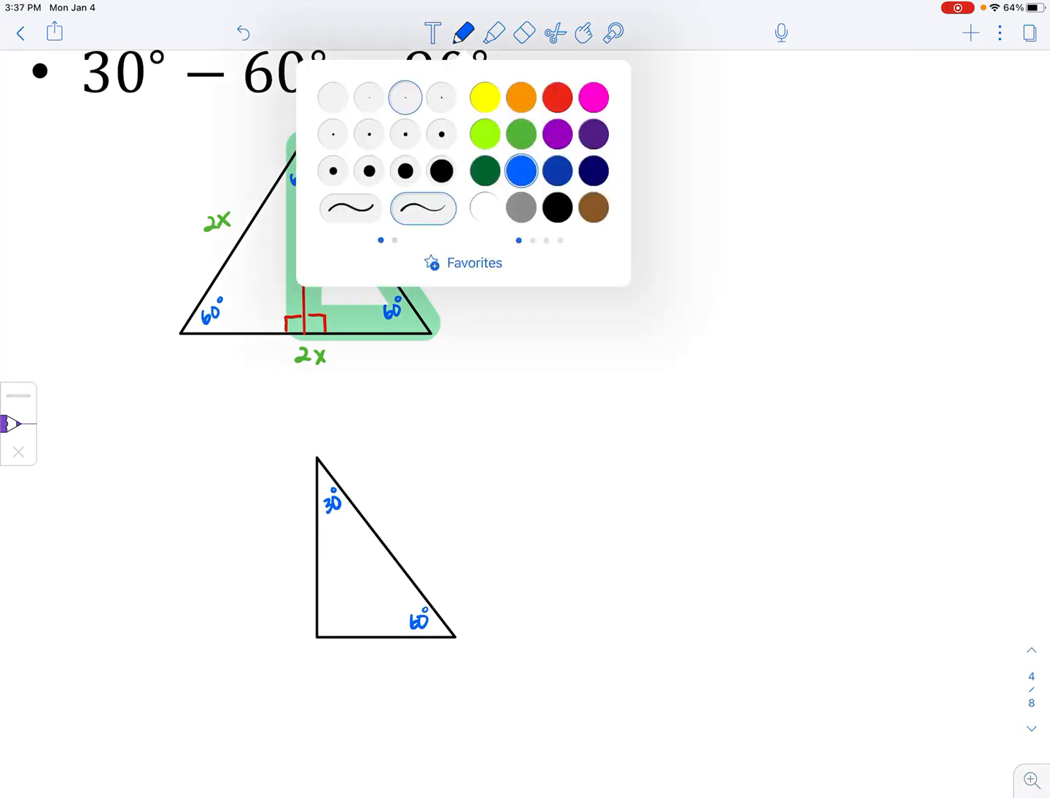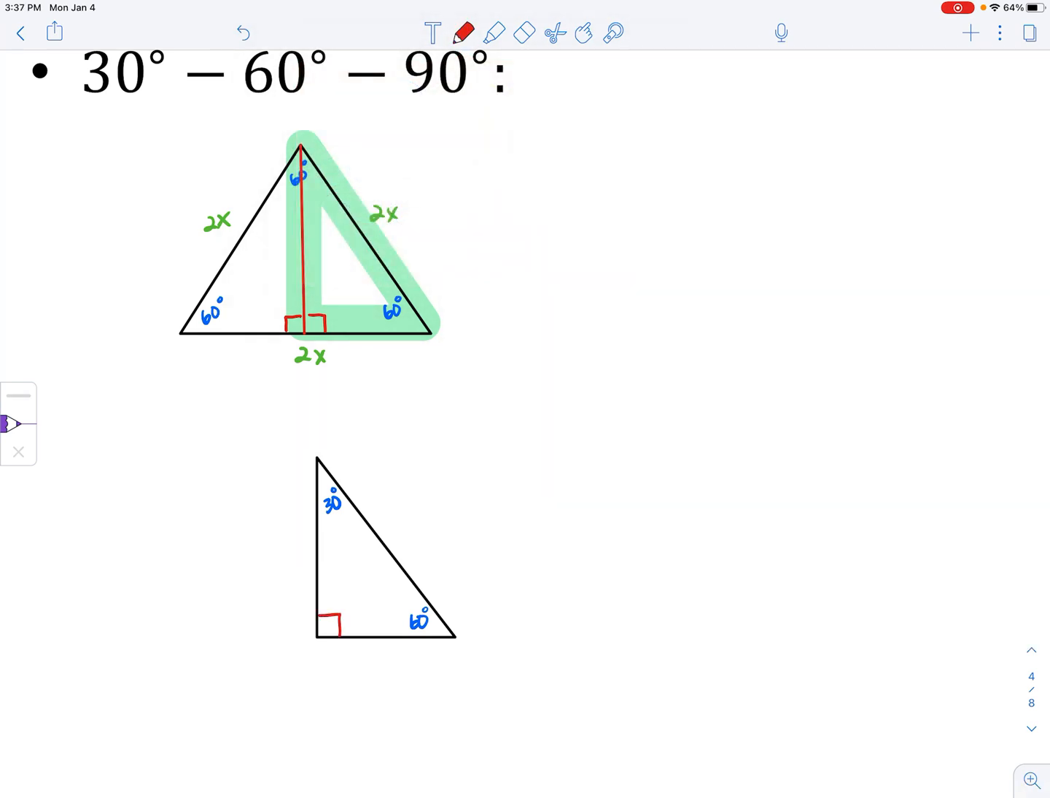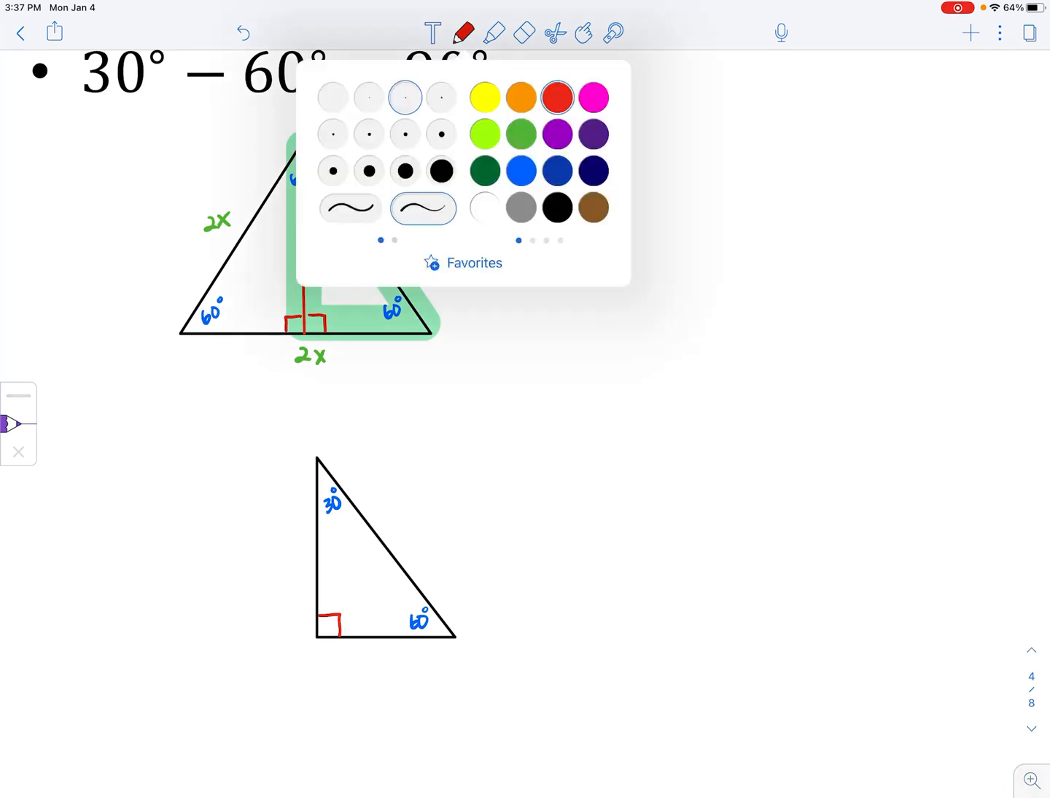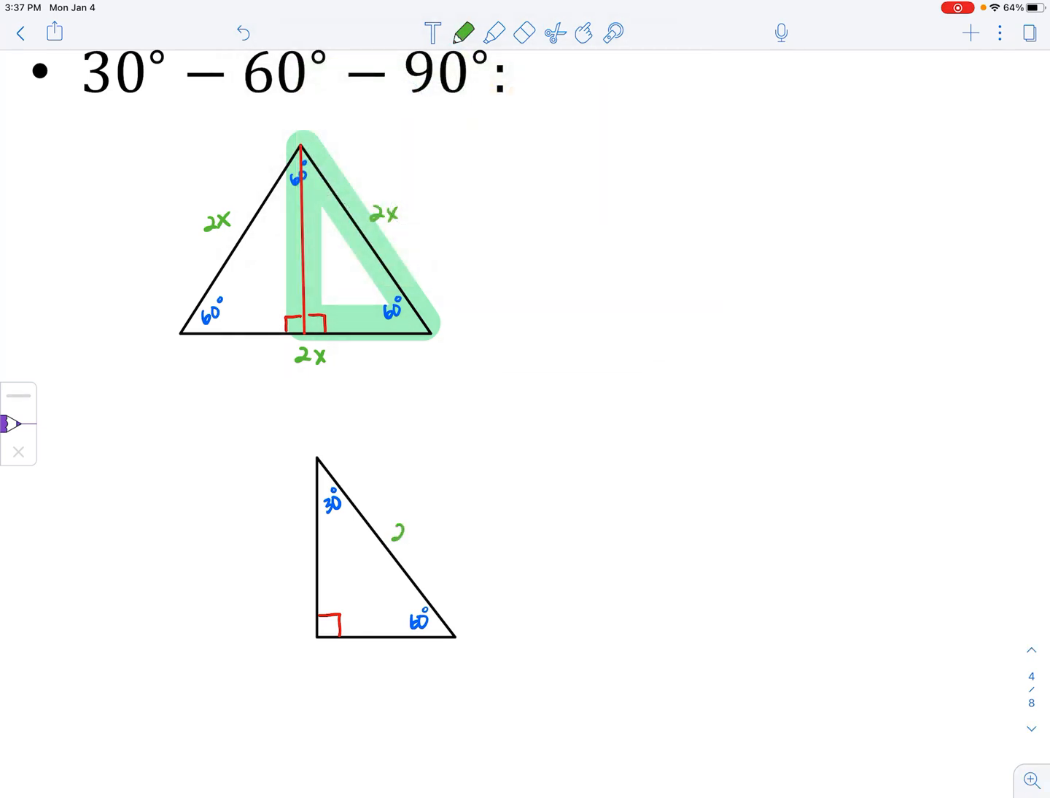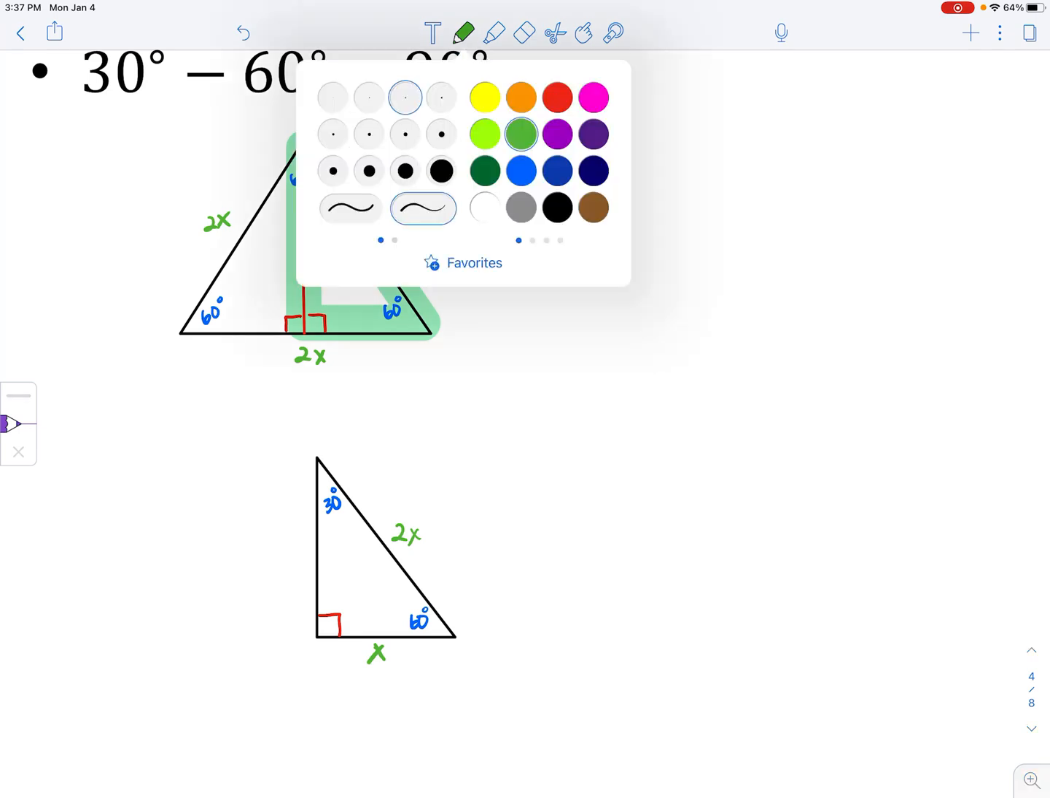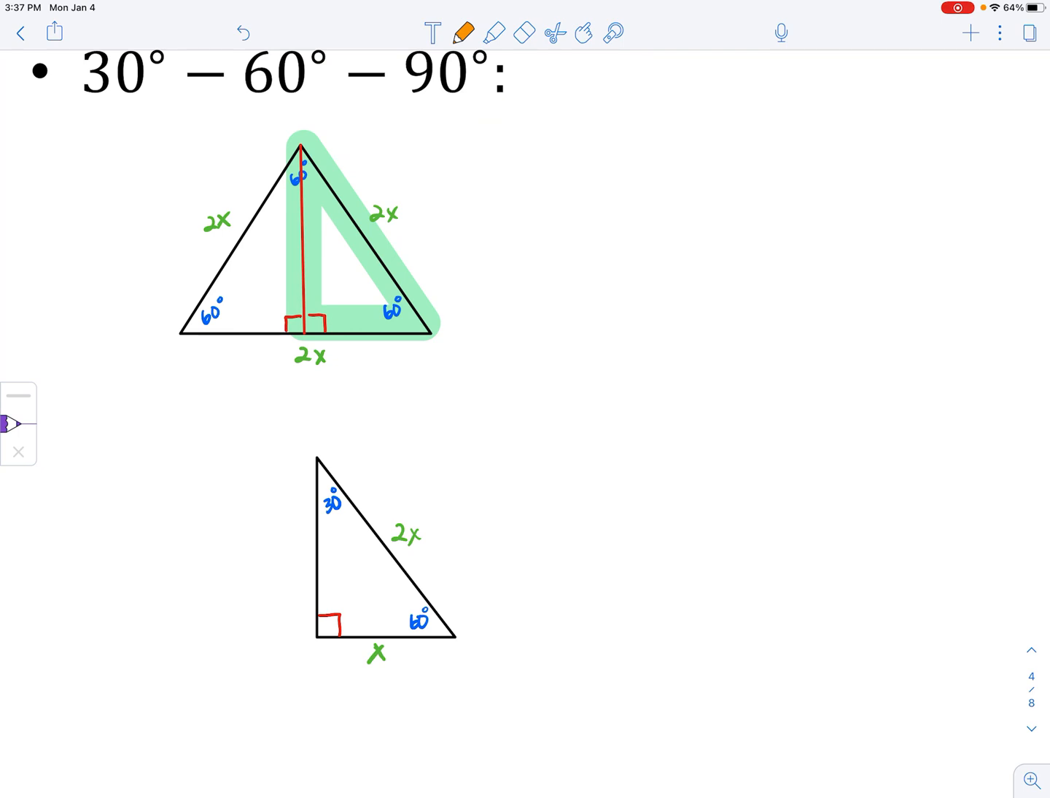This top angle would have been cut in half, so this angle would be 30 degrees. And then we have the right angle of 90 degrees. The hypotenuse of this right triangle would be 2x. And then we cut that bottom side in half. So the side opposite 30 degrees would be equal to a length of x. And we don't know what the other leg is, so I'm going to call it question mark.